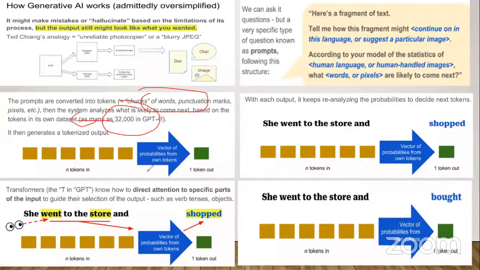And on the basis of that, you try to create these tokens or vectors of tokens, and you try to give a probability to whichever word has the highest probability of coming up next, and that word will be used, right? If she's saying that I went to the store, then what will be the next word? Maybe shopped, right? Or maybe bought. And this is how it is happening, on the basis of the tokens it is trained upon, right?